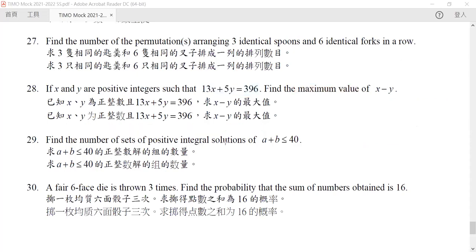Find the number of sets of positive integral solutions of a plus b is equal to 40. Now again, this one is simple. You can simply try to list them all out. We introduced two methods. One is direct computation.